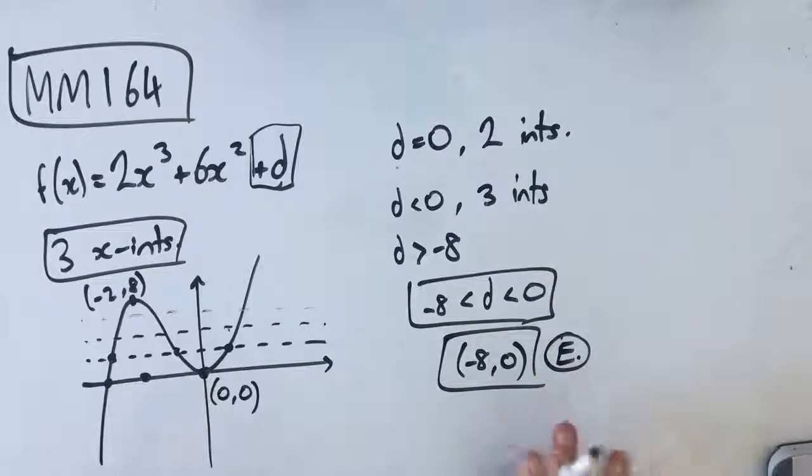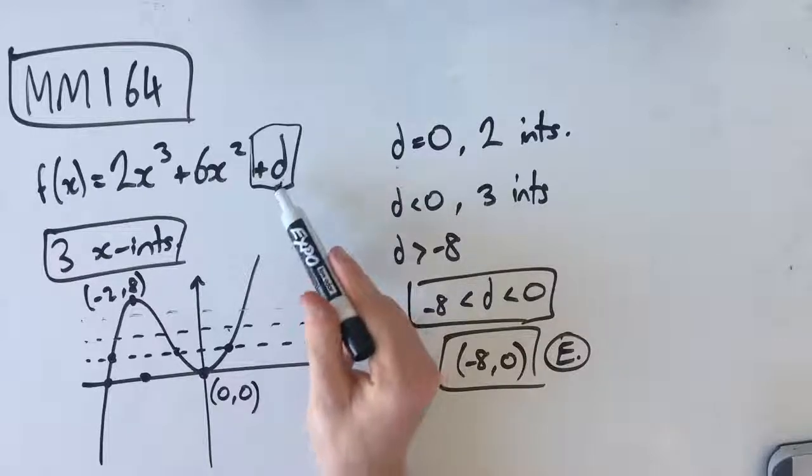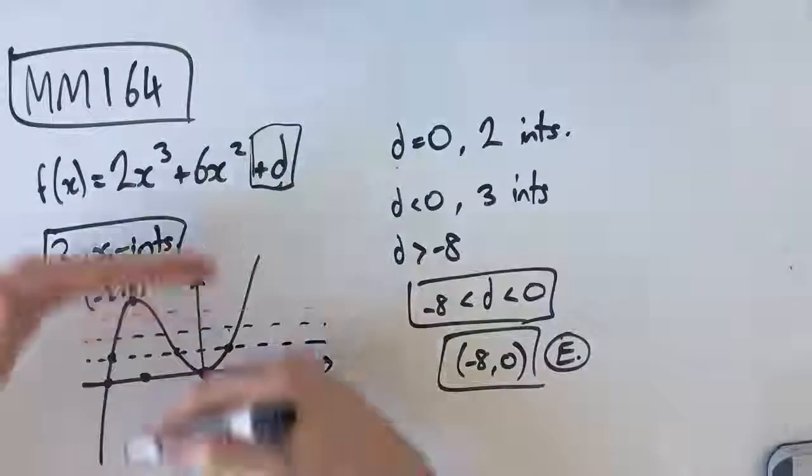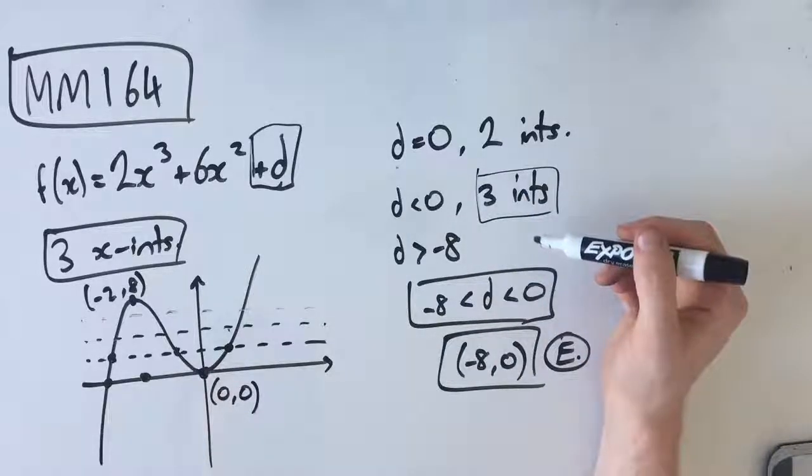This is a fairly common exam style question, mainly multiple choice, but the biggest thing is to treat D or C or whatever the letter is as a 0 to begin with, and then see what you would have to move it down or up to get to 3 intercepts or 2 intercepts or whatever it's asking you for.